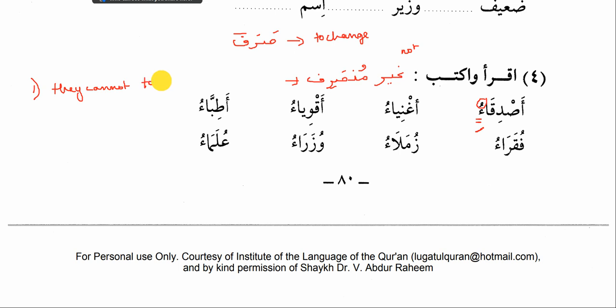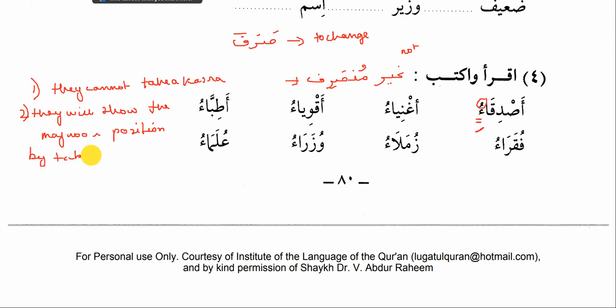They cannot take a kasra in majroor. What they can take is that they will show the majroor position by taking fatha. This is the rule for the غير منصرف. So if I say رأيت أصدقاء, if I make it into منصوب, رأيت أصدقاء with the فتح, not with the كسرة.